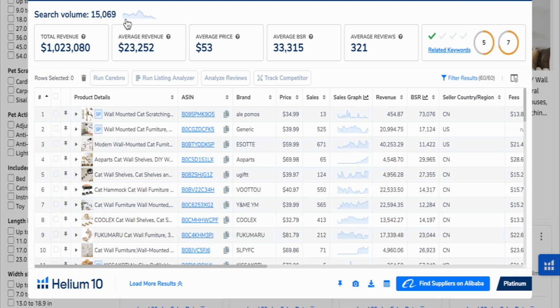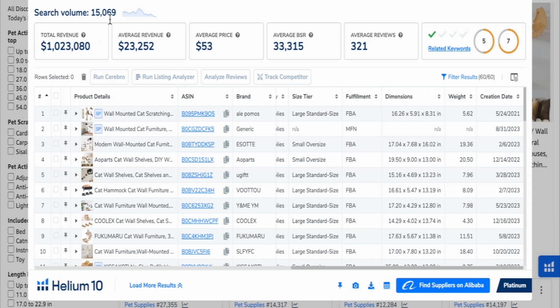So this is search 15,000 a month. That search volume is a little too high for me. I mean, that's great, that's a lot, but I don't know, that kind of scares me a little bit. That's a lot. So I would go here and look at all the information. So the average price is 53. The BSR is really good.